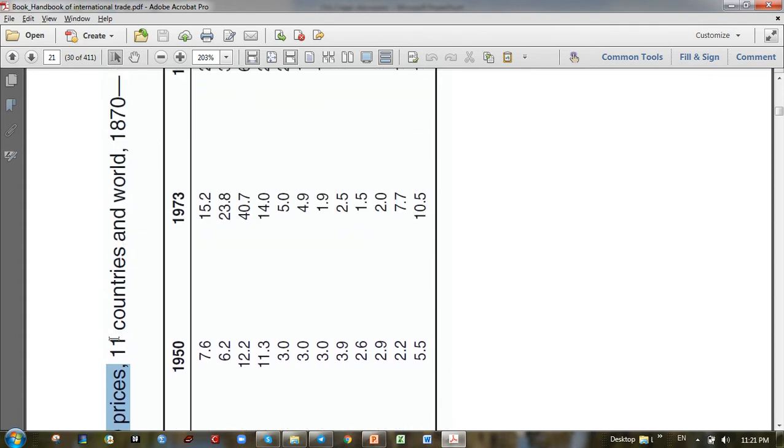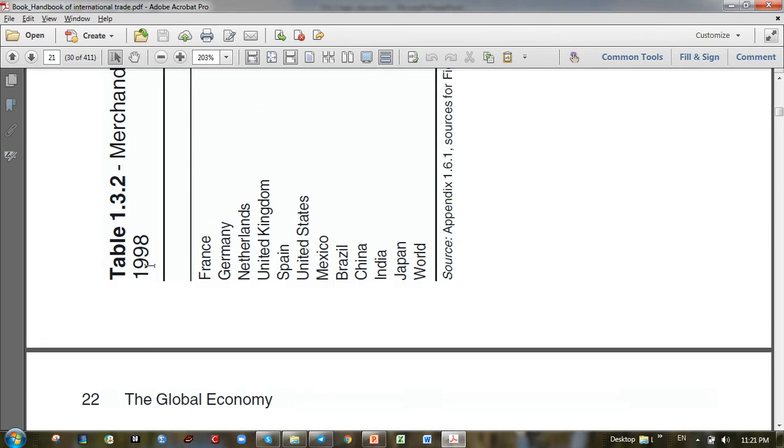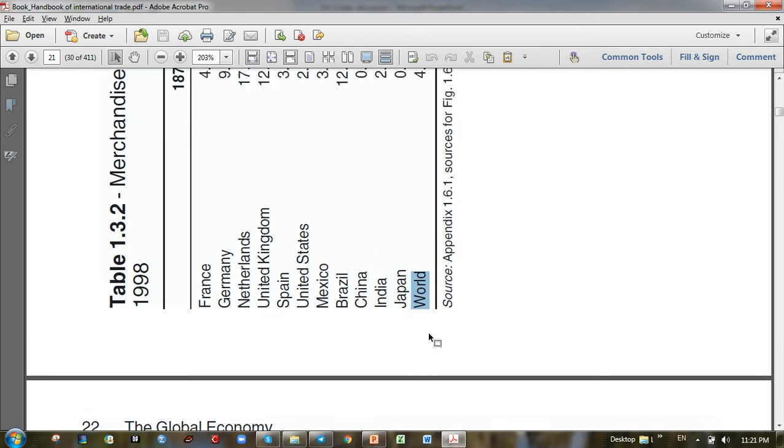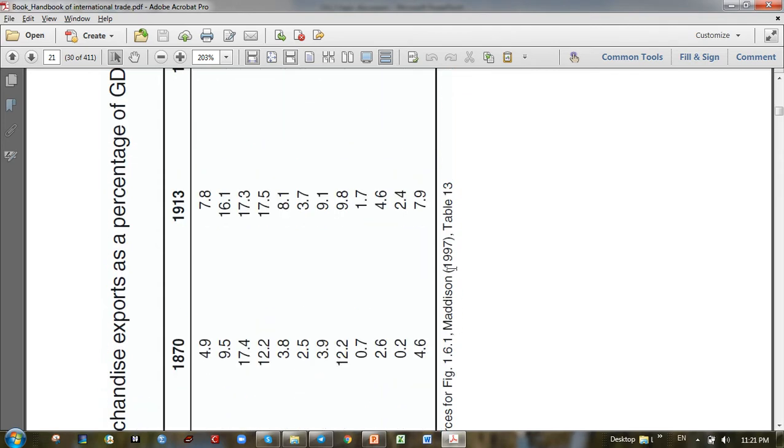And again, we have 11 key player countries and the world from 1870 to 1998. Okay, we have 11 countries like here, and the last one is the world. So again, even though the author used data from other sources to make this table, they put the source.